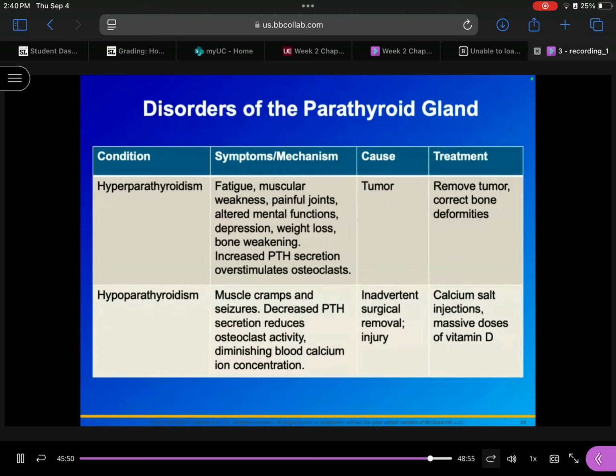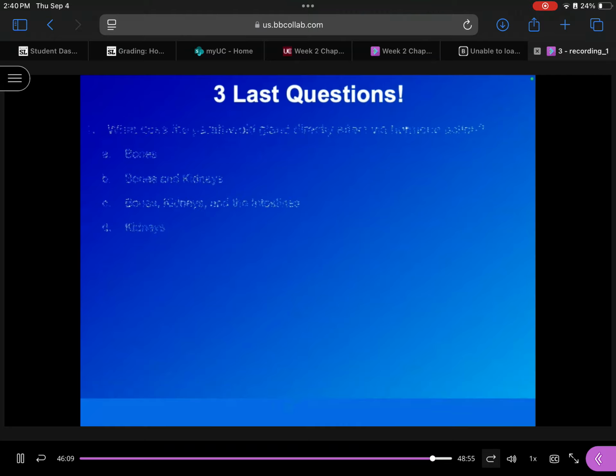Hypoparathyroidism can cause muscle cramps and seizures, decreased PTH secretion, reducing osteoclast activity, diminishing blood calcium ion concentration. So surgical removal can be helpful if it's from injury. And then we have different means of treating hypoparathyroidism.